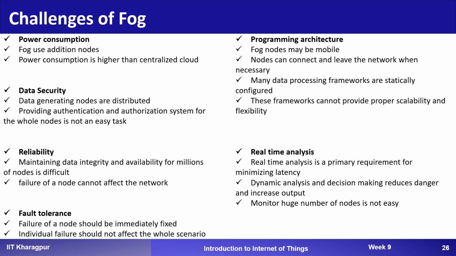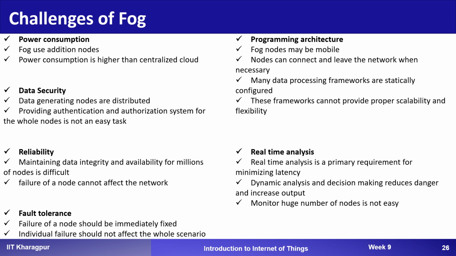Now the challenges. So the first one is your power consumption. So basically, in case of fog computing, you are going to use additional nodes, right? And these nodes are going to use extra power compared to cloud computing. So basically, the power consumption in case of fog computing is more as compared to traditional cloud computing. Next is your data security.